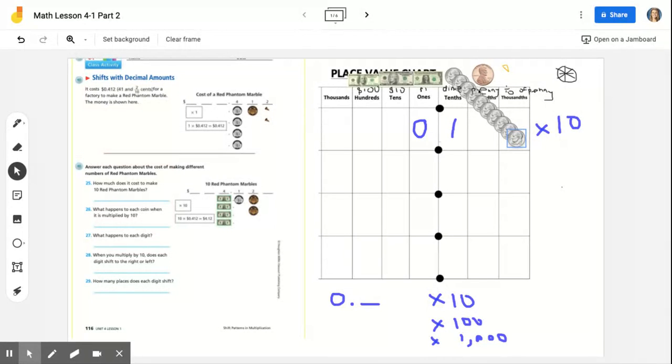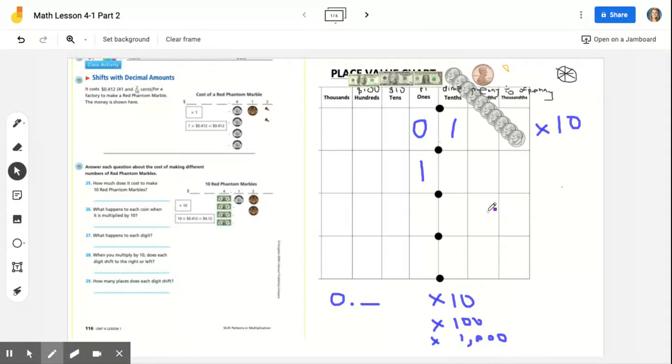Now I have 10 dimes. What is 10 dimes equal to in terms of money? And then we can exchange it also. If I were to exchange it, 10 dimes is equal to $1. So on the next line, 1/10 times 10 gives us $1.